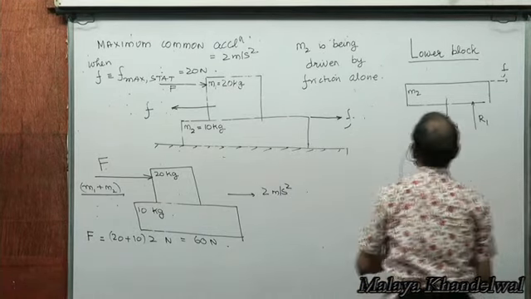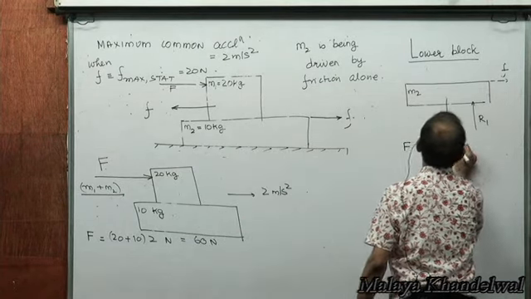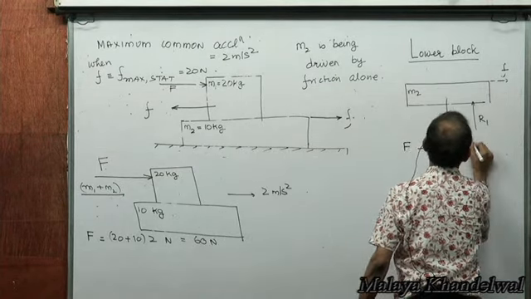So very clearly, if capital F becomes 60 newtons, when I keep increasing capital F from 0 to 60 newtons, right? The common acceleration grows from 0 to a maximum of 2 meters per second squared. Frictional force grows from 0 to 20 newtons, maximum static friction. Yes or no?